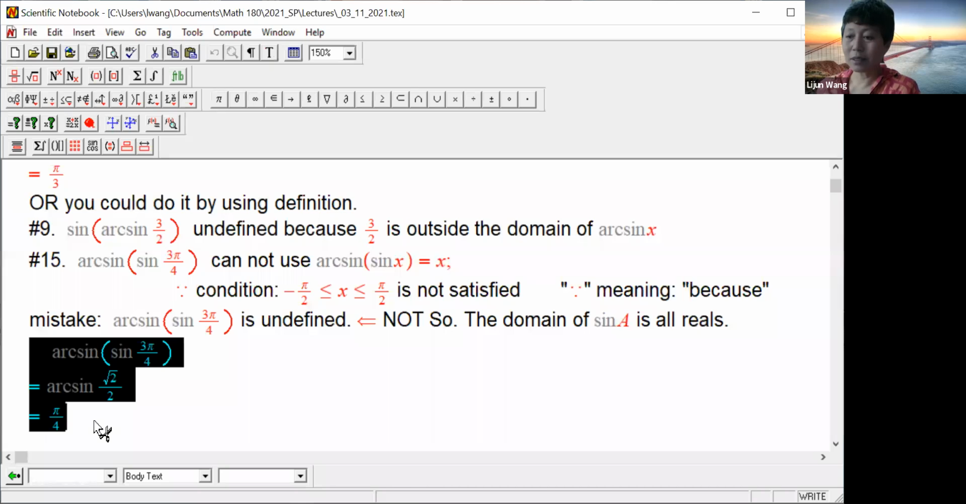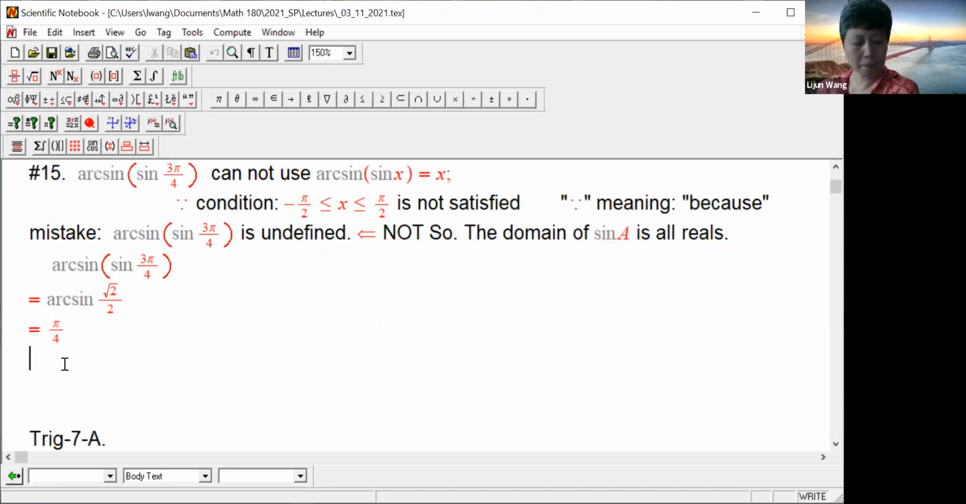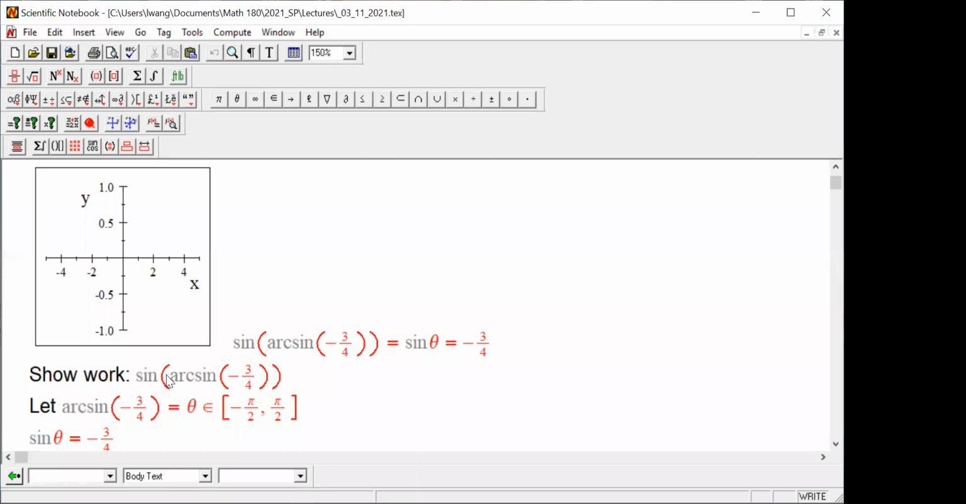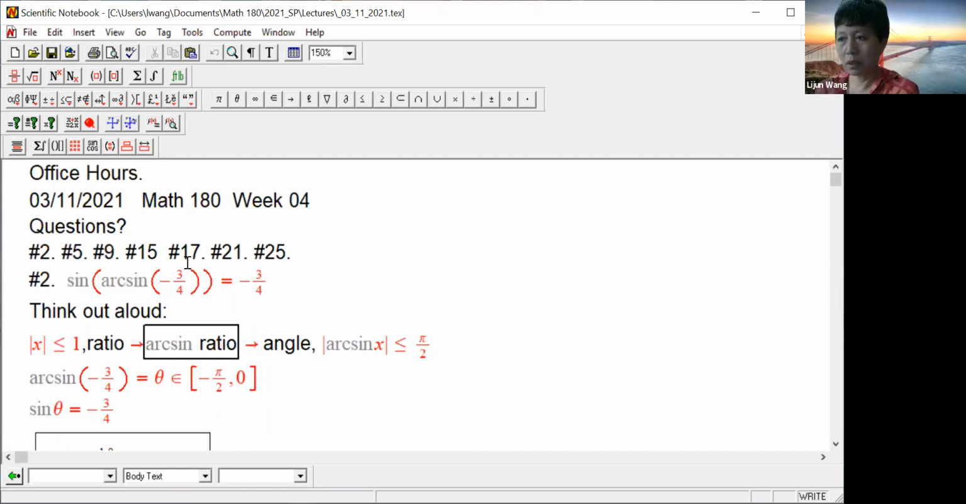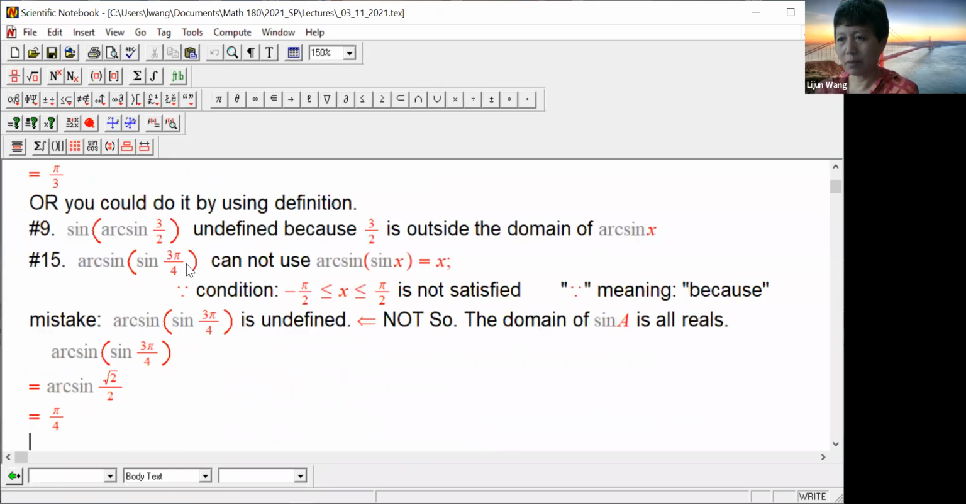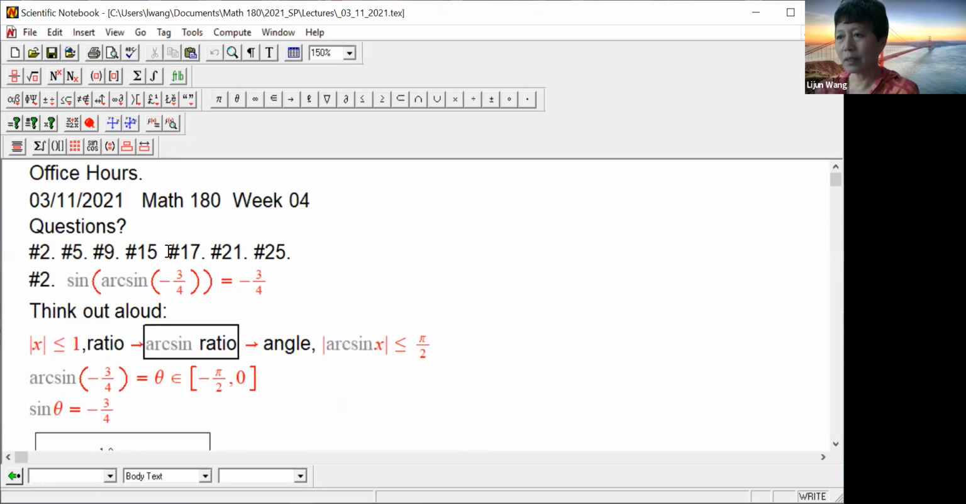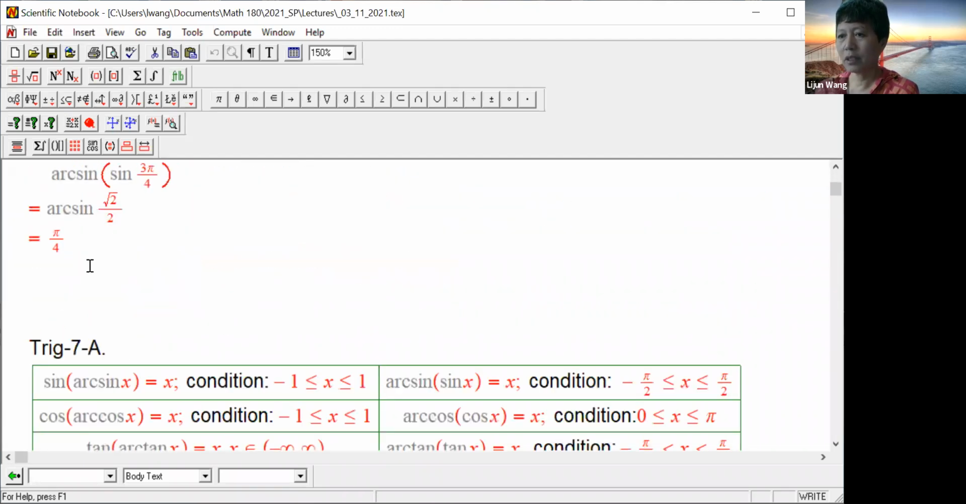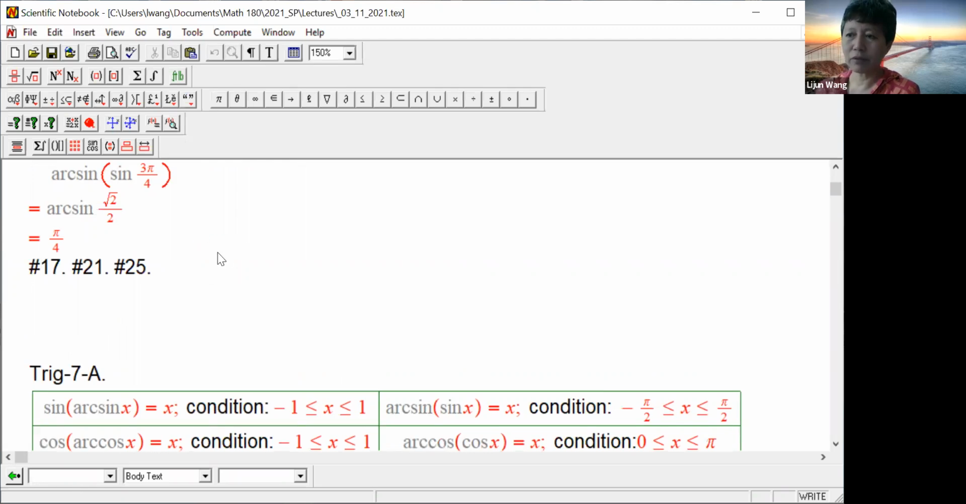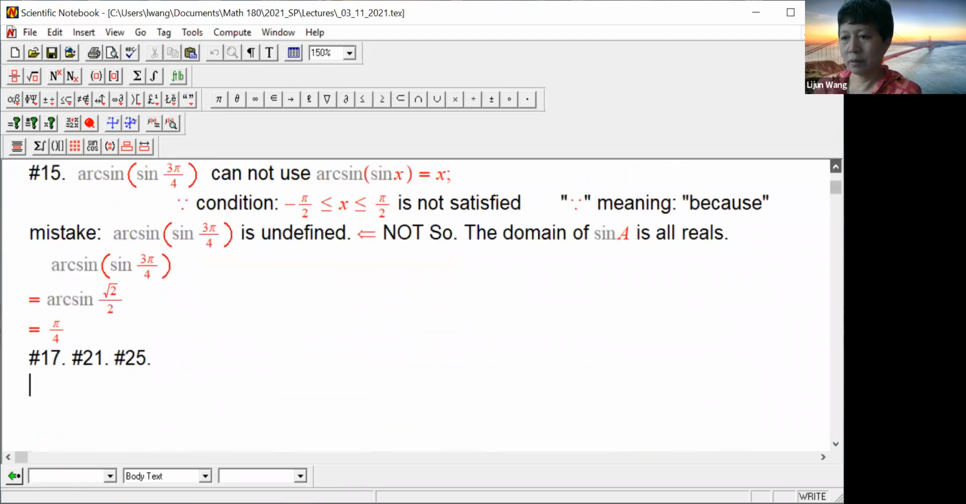Okay, so next, I'm going to have you guys try the last 3, right? We just did 15, right? Now, the last 3 are 17, 21, 25. I think by this time you have a reasonable orientation about what to do, right? Do you? 17, 21, 25.